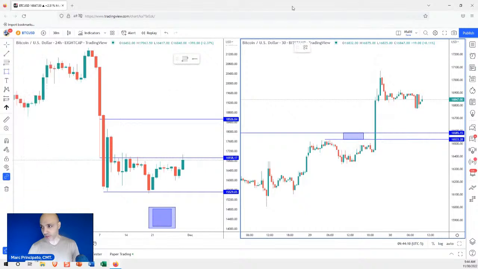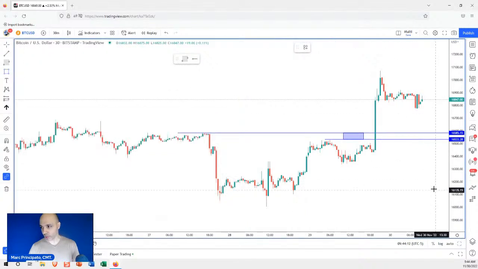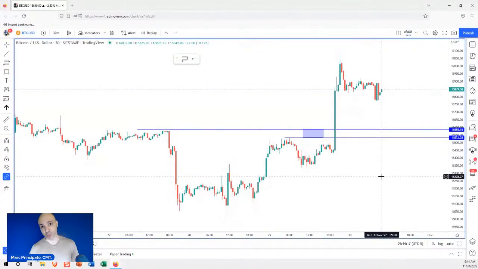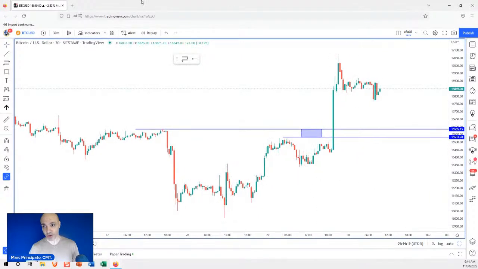So we're going to expand this 30-minute chart because I want to get an idea of structure and levels. That's really all I'm interested in as a day trader. I don't care for opinions. I don't care for news. I'm only interested in price action. I'm interested in momentum. That's it.